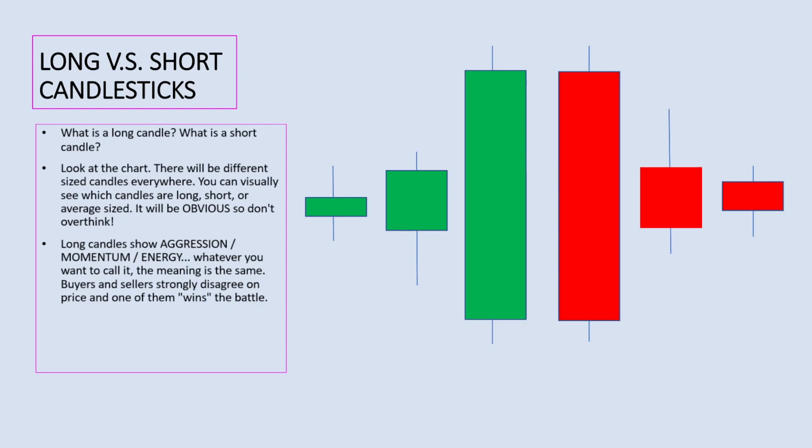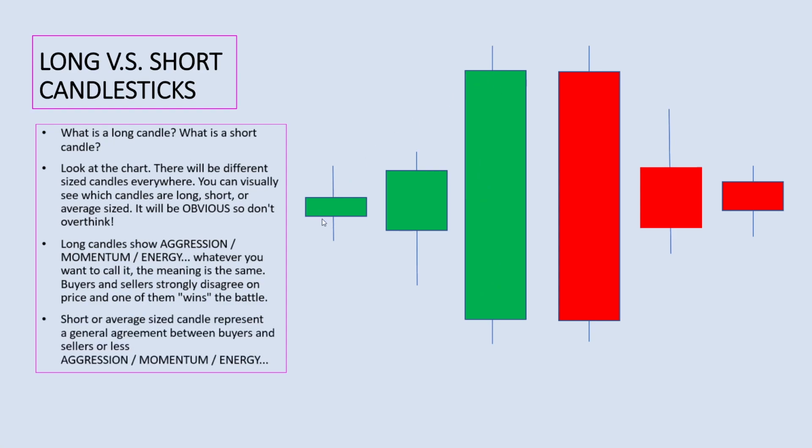Buyers and sellers strongly disagree on the price, and one of them wins the battle, right? Like, look at this green candle over here. The buyers were here, and they just decided to push it all the way up. Of course, there are people who are selling, but the buyers just took them over, and the price closed high, okay? So short or average size candles can represent a general agreement between buyers and sellers, right? Or it could also mean less aggression, momentum, or energy. And that's why the price didn't change much. It just hung around close to where it opened, okay?